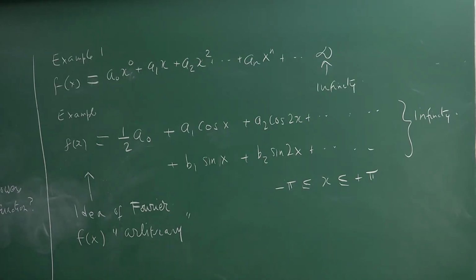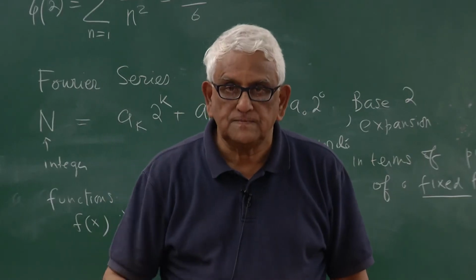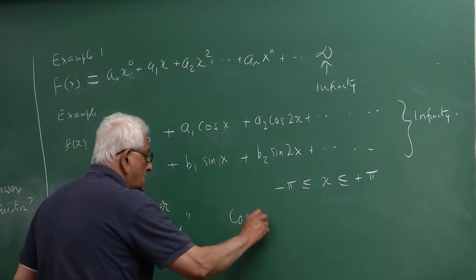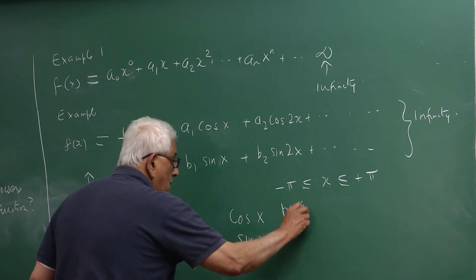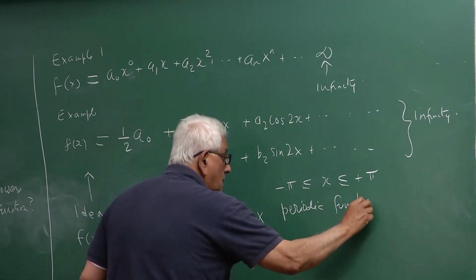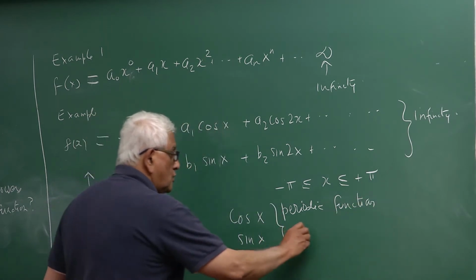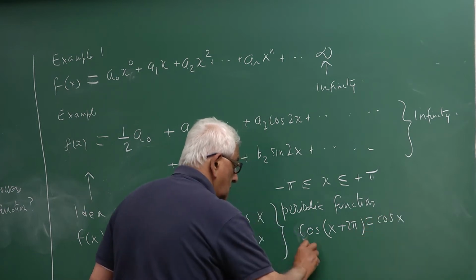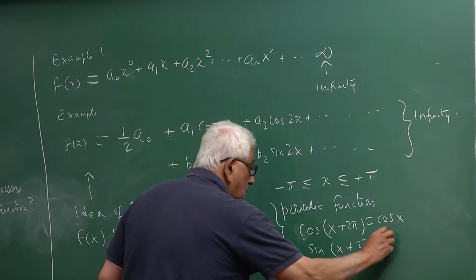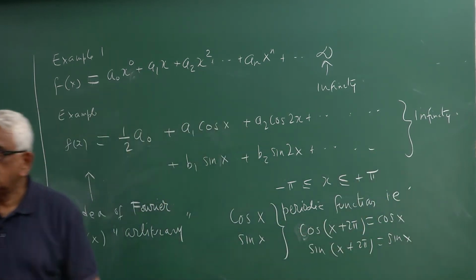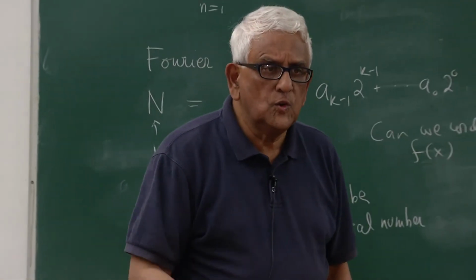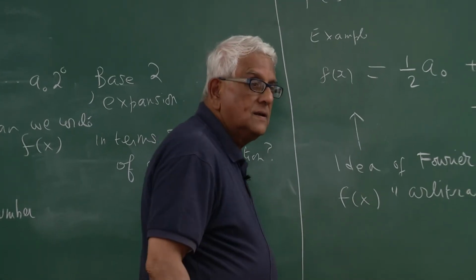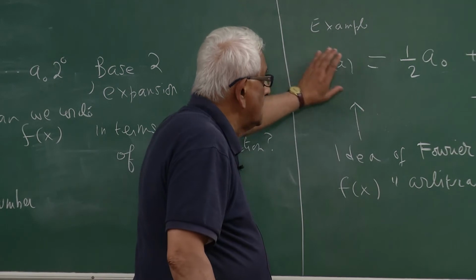So this is the representation of a function by another function. On the right hand side, these things are periodic functions. Cosine x, sine x are periodic. That is, cosine of x plus 2 pi is cosine x, and sine of x plus 2 pi is sine x. So these are very simple functions. They are smooth functions. You can differentiate them as many times as you want. But Fourier was saying the left hand side, no matter what it is, can be written in this way.